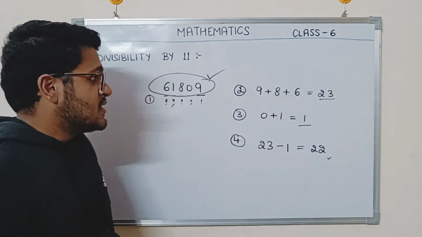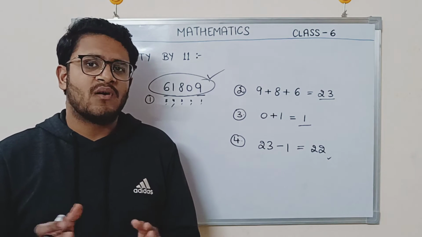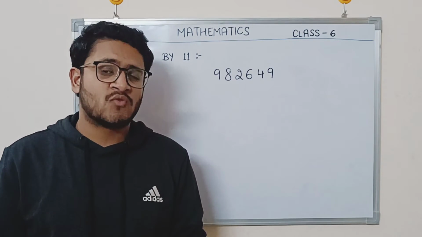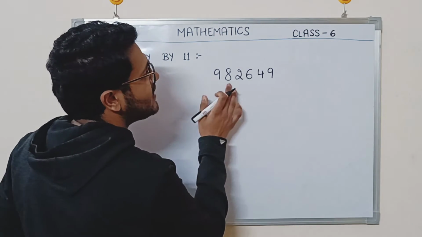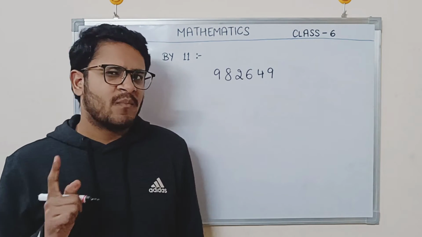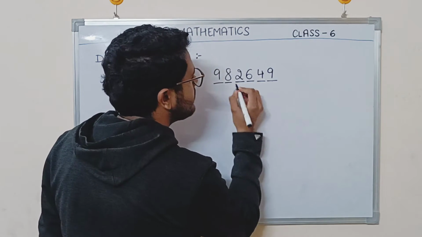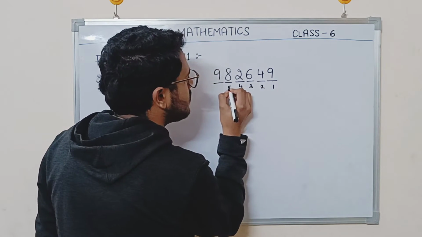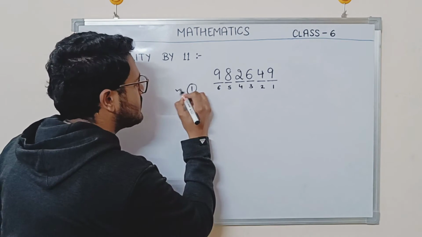Now I am going to do one or two more examples to make you understand it very clearly. So we are going to do the next example so that you can understand this divisibility test. This next example is 982649. Let's start from step number 1. We will number these digits from the right hand side: 1, 2, 3, 4, 5, 6. Step number 1 is done.